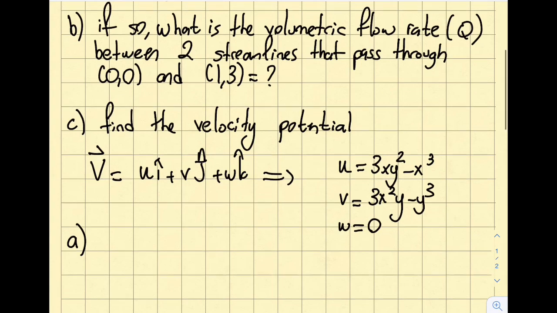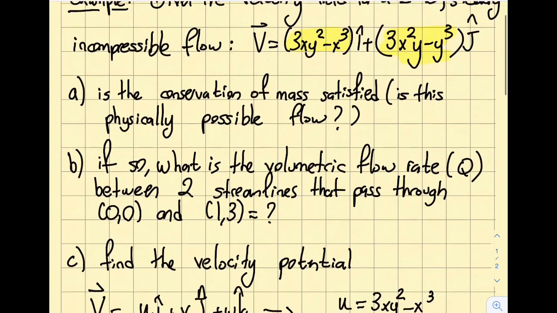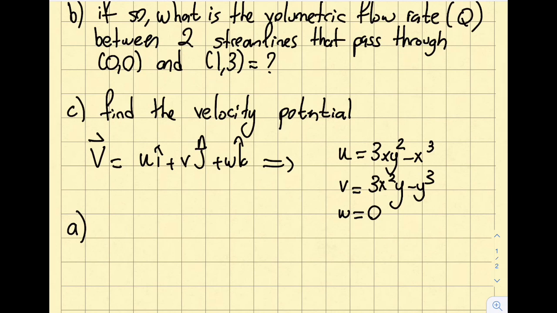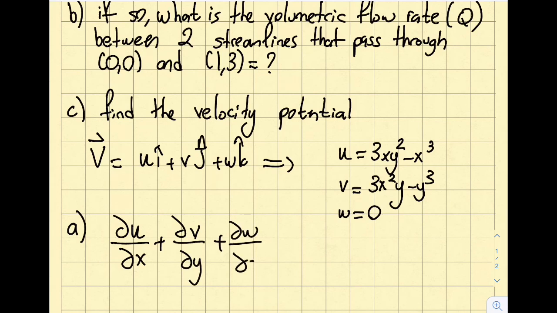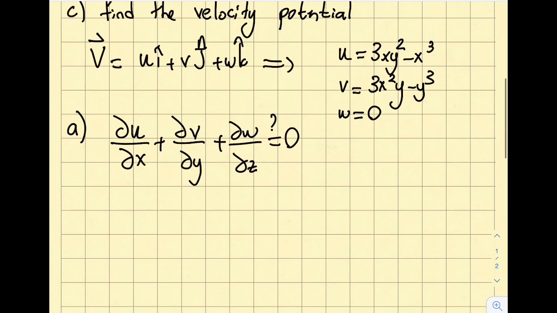The question itself tells me that this is a 2D steady and incompressible flow, so my conservation of mass equation will be simplified to ∂U/∂x plus ∂V/∂y plus ∂W/∂z. Is it really equal to 0? That's what we are assessing. So I'm going to go ahead and insert U here, V here, and W here as well.